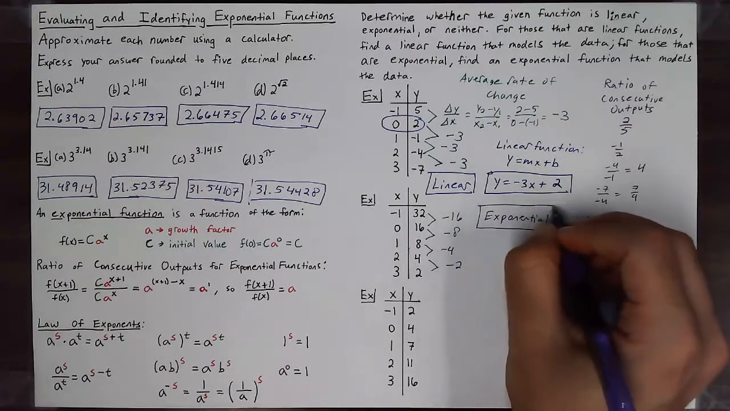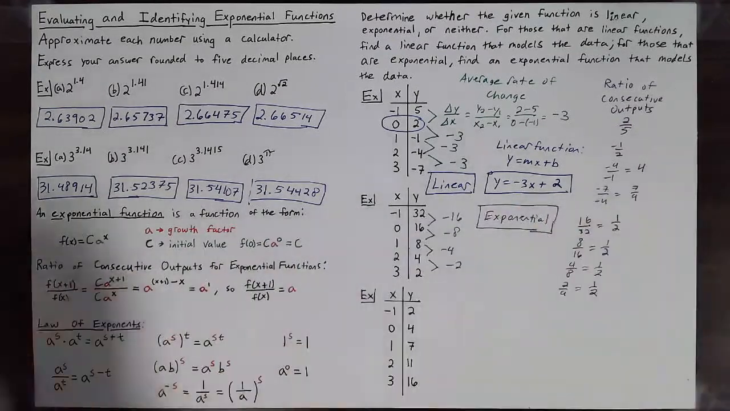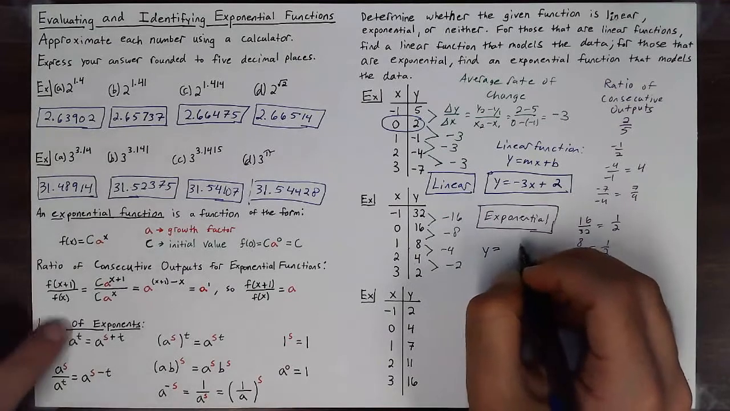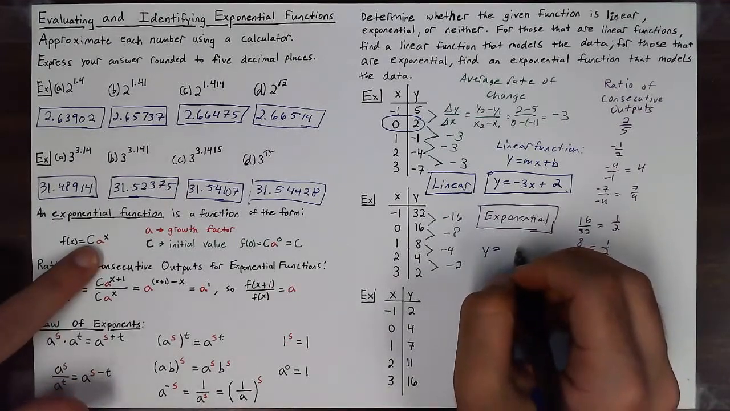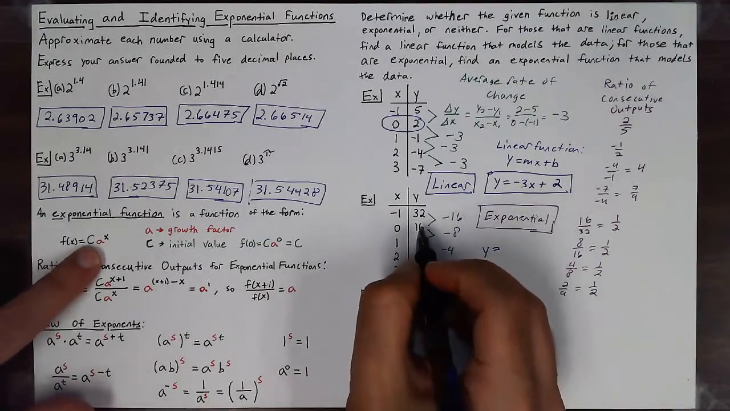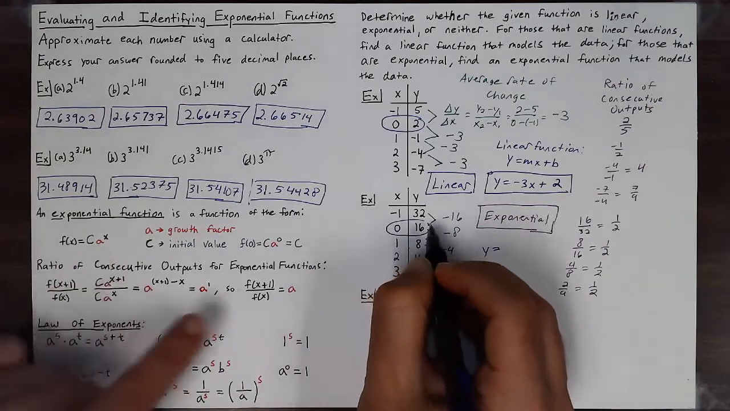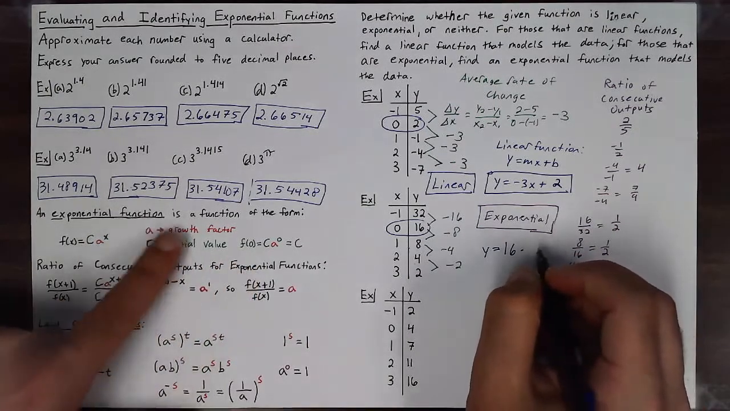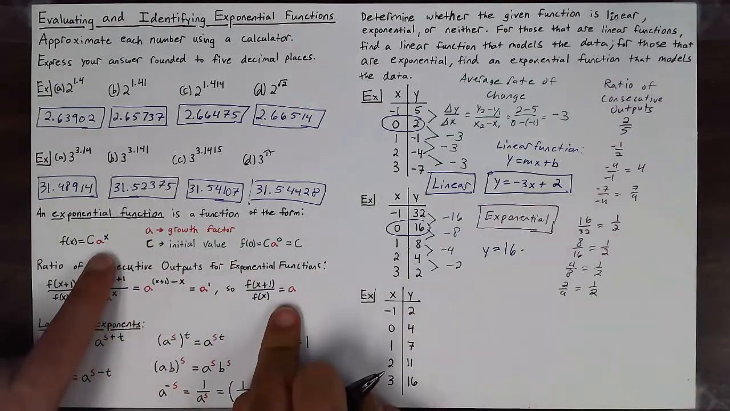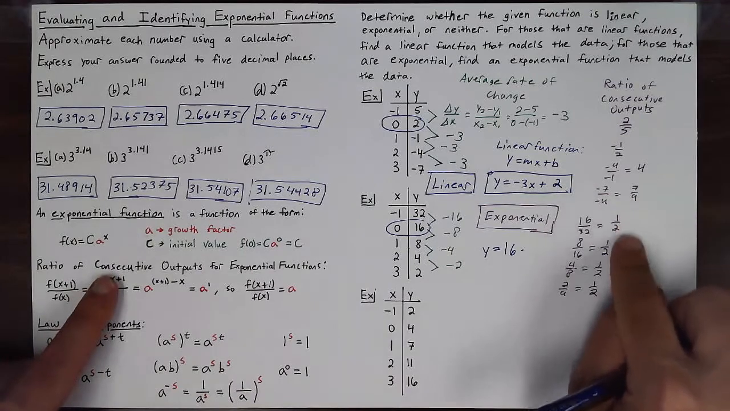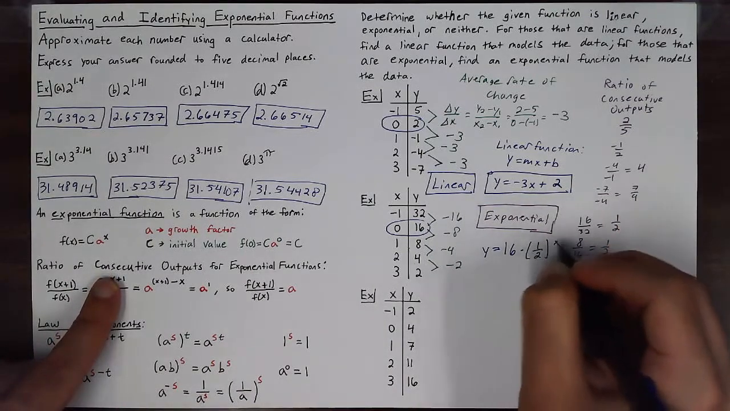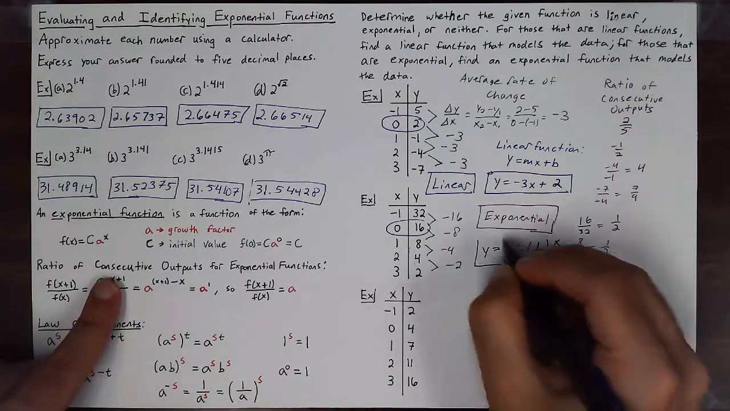And the way you write its equation out is you put y equals, and then c would be its initial value, which is wherever x is 0. So in this case, 16. So I have 16 times the growth factor, which we found is just the ratio of the consecutive outputs, whatever that constant number is. You put inside parentheses and raise to the x power. And that's how you find that exponential function.